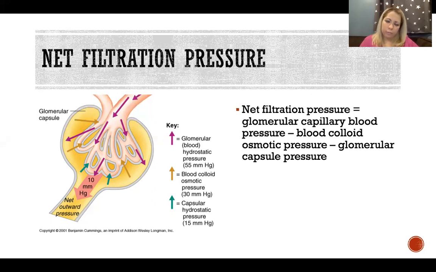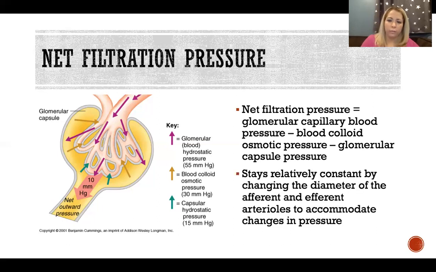So net filtration pressure is the glomerular capillary blood pressure, so the pressure pushing the fluid out of the blood vessels. And then you subtract from that the two opposing pressures, so the blood colloid osmotic pressure and the glomerular capsule pressure. And so that's the net filtration pressure, is basically how much pressure, when we subtract out the resisting pressures, is causing filtration.